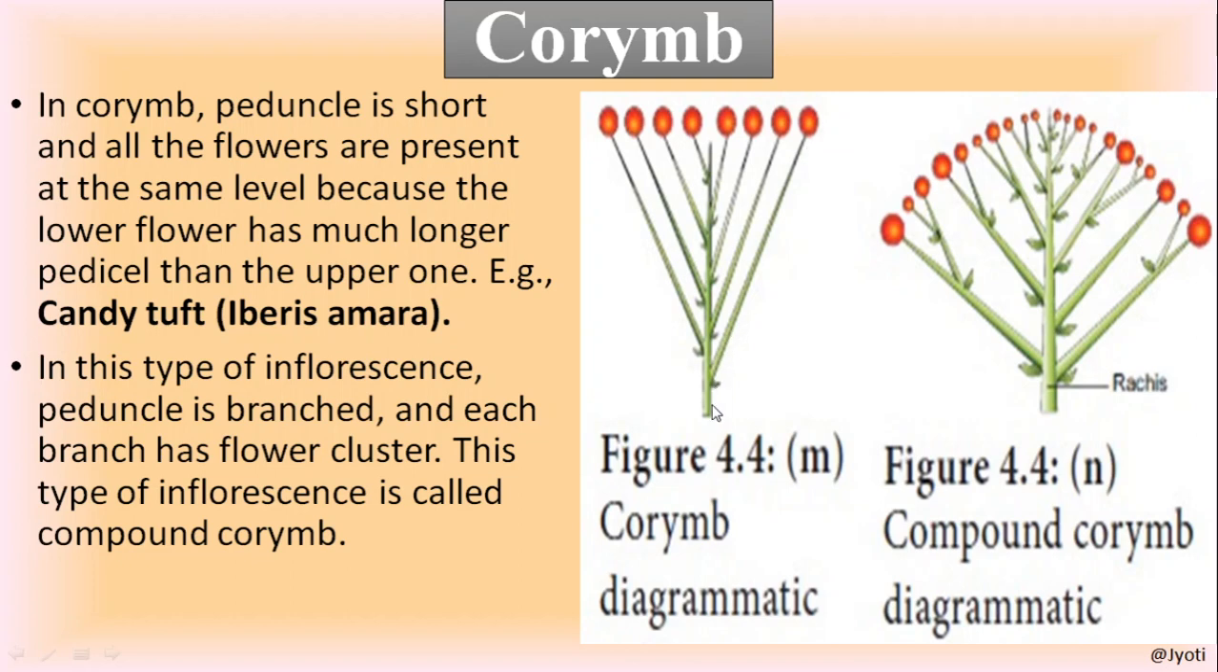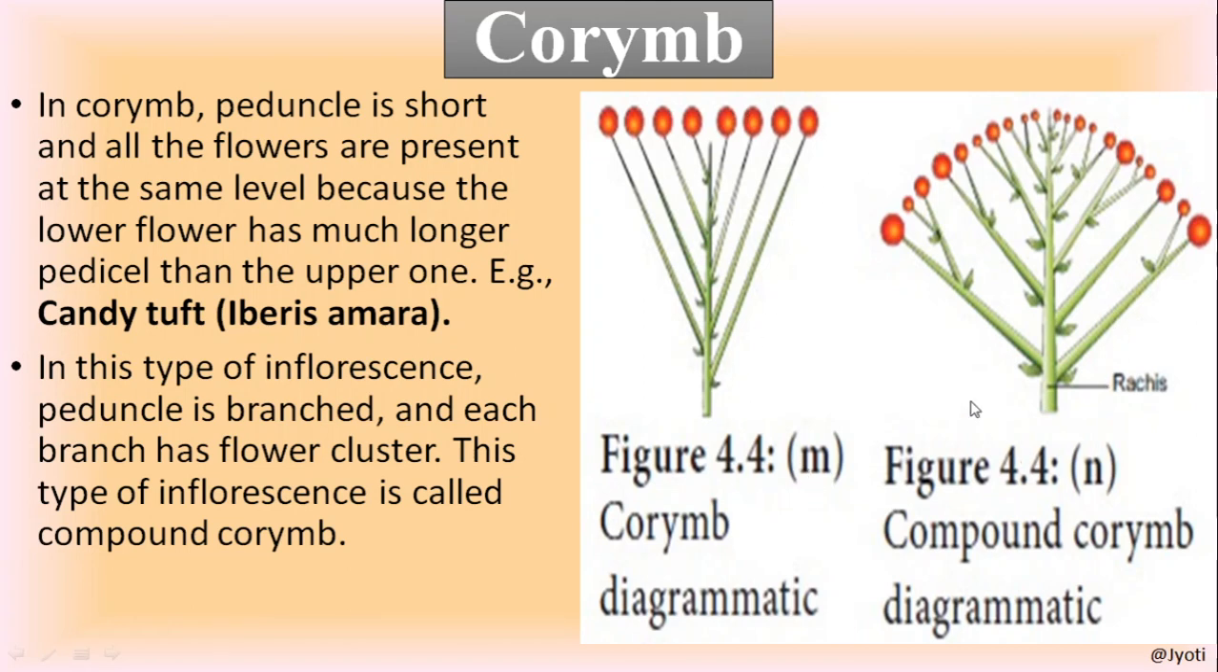So here the peduncle is reduced, and on the peduncle the flowers are developed, which are pedicellate flowers. The pedicels of the lower flowers are longer than those of the upper flowers. That's why all the flowers are present at the same level, and this is called corymb.